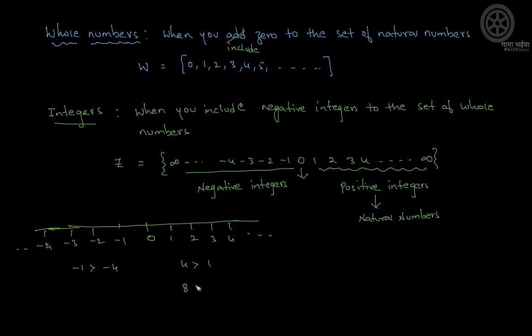Similarly, if 8 is greater than 5, and you put a minus on both sides, then what happens? So -5 is greater than -8. So the negative value which is the lowest will be the greater, right? In simple words, it is the reverse of the comparison of positive integers. Understood?